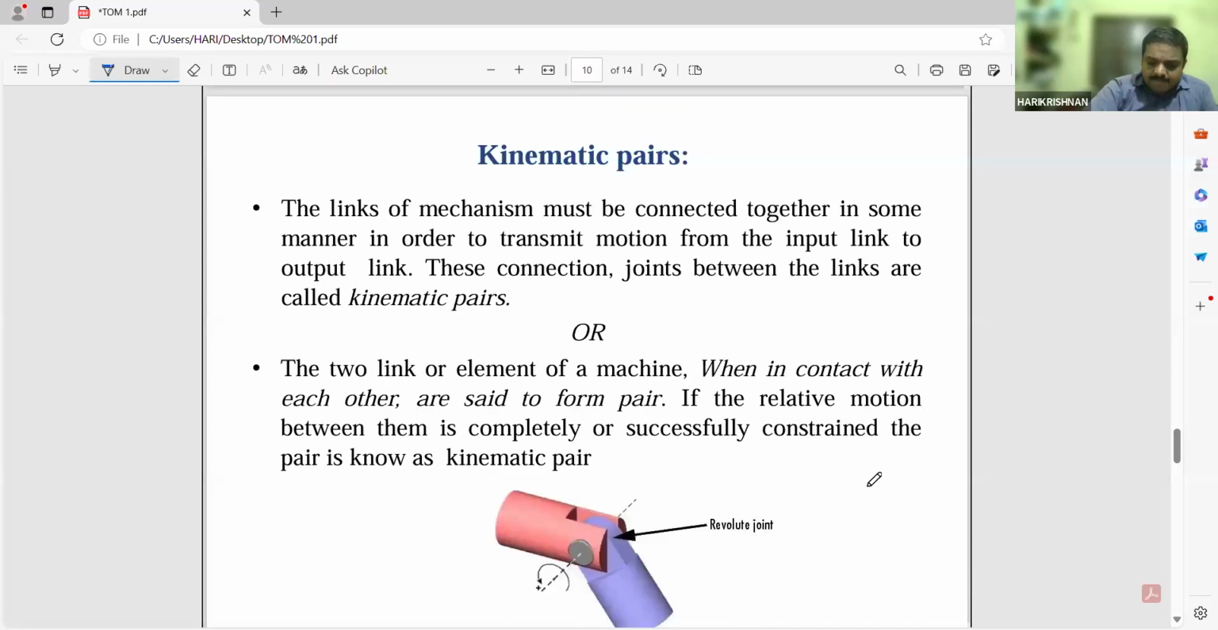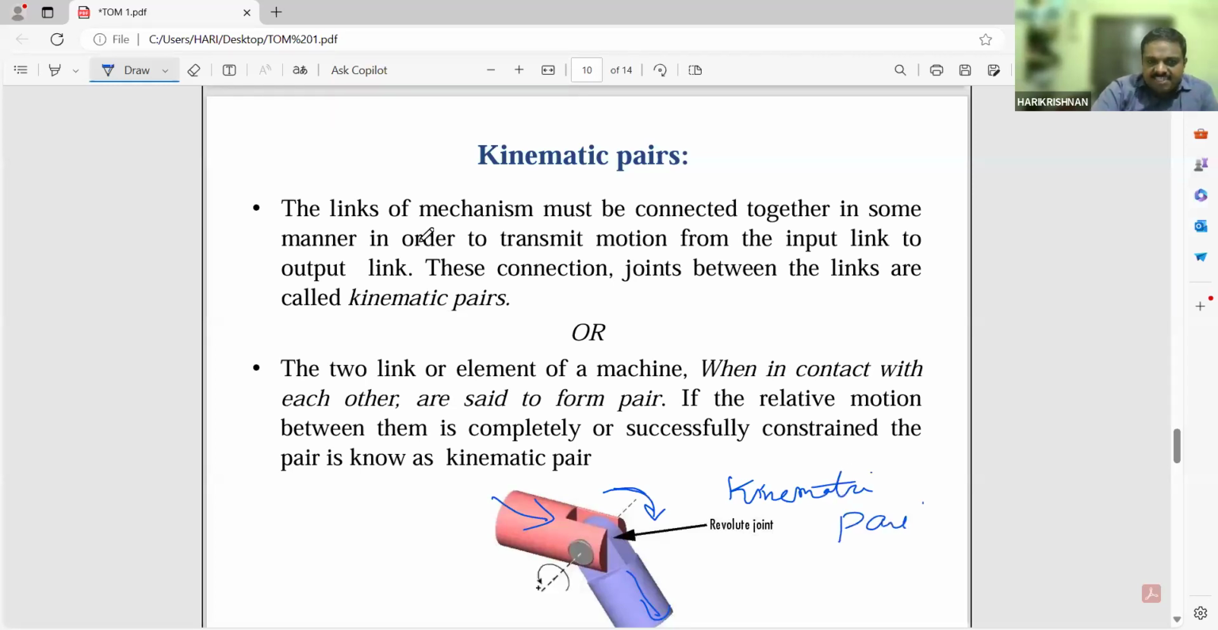Next is kinematic pairs. The links of a mechanism must be connected together in some manner in order to transmit motion from the input link to the output link. These connections or joints between the links are known as kinematic pairs. You can see there is one link over here and another link over there. This link is revolving. You can revolve this link. This forms a kinematic pair.